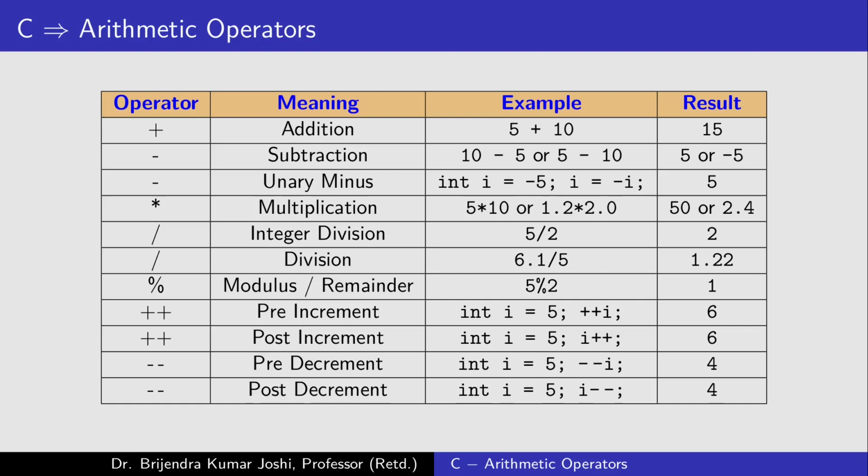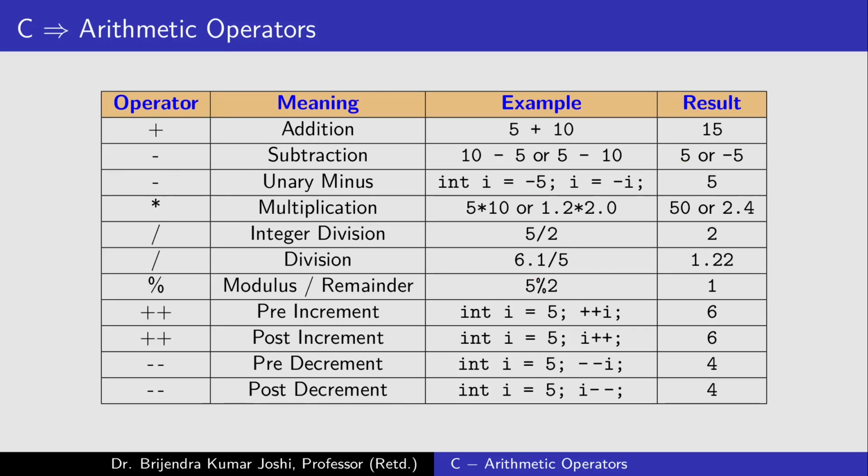The first few are normal. This is the first one, the addition operator, and the example 5 plus 10 should give 15. Normal subtraction, 10 minus 5 or 5 minus 10, should give 5 or minus 5. Then this is the same minus symbol as unary minus, because it is expecting only one operand. The operators which take two operands are referred to as binary, whereas here the minus symbol is used as a unary operator. So i equal to minus i: this will give i equal to minus 5, and then i equal to minus i again will change the value from negative to positive.